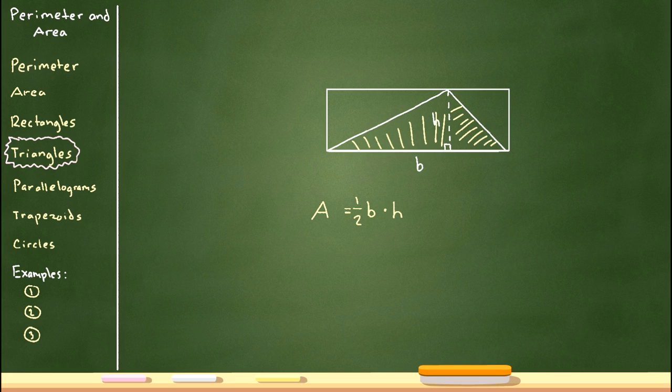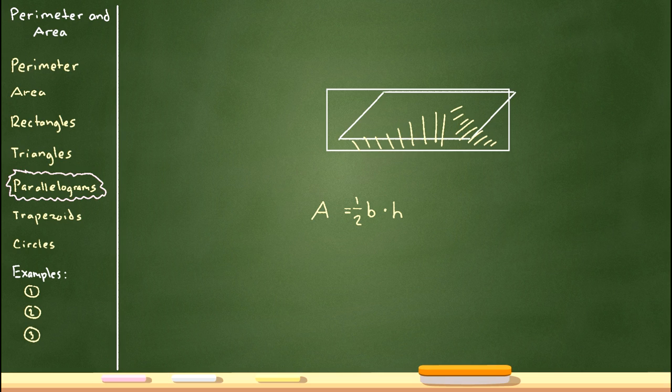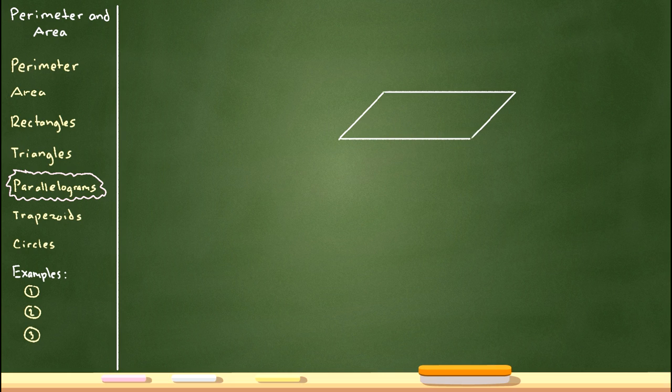Okay, now moving on, let's take a look at the parallelograms. Once we know that the area of a triangle is 1/2 base times the height, we could use that to find the area of a parallelogram. So a parallelogram, what is this? It looks like a rectangle, but it's skewed a little bit to the right, or it could go the other way, to the left.